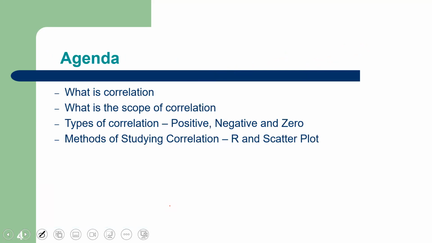So what is my agenda today? What is correlation, what is the scope of correlation, and what are the types of correlation? Here I listed only three, and actually we can list five. We'll see that: positive, negative and zero correlation. And what are the methods of studying correlation, meaning how we perform the correlation analysis. Like how we did it for standard deviation, we can calculate the R, and we can also do it with the graphical mode. Using a scatter plot, you get an idea of how the variables are correlated to each other.